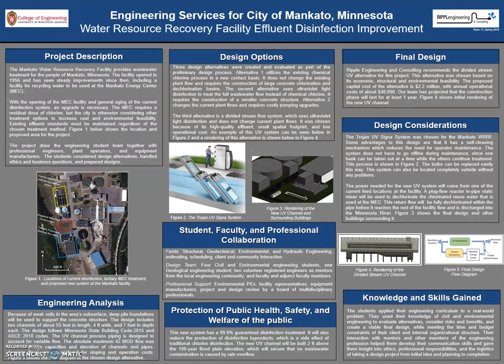Because of weak soils in the area's subsurface, deep pile foundations will be used to support the concrete structure. The design includes 2 channels of 55 feet in length, 4 feet wide, and 7 feet in depth, and the UV channel process piping is designed to account for variable flows. The Ripple Engineering and Consulting team has projected that the construction phase will last for at least 1 year, with a proposed capital cost of $2.2 million and an annual operational cost of $40,000.